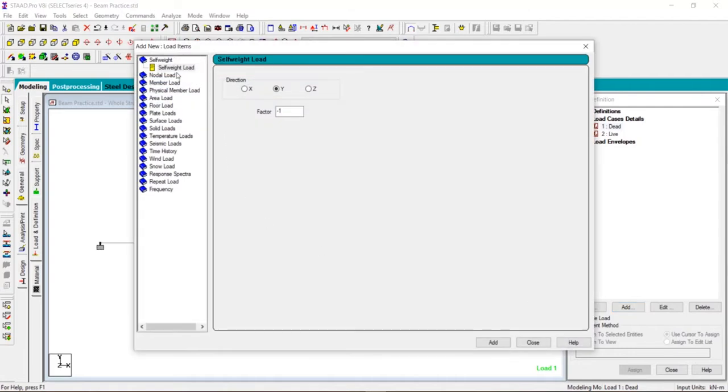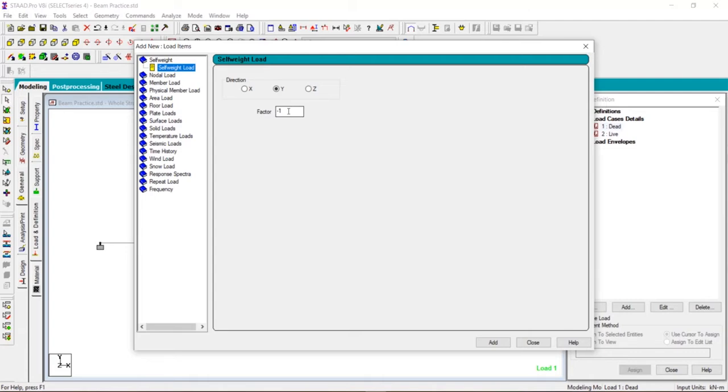From here you can define the various kinds of load that you want to apply. It is the dead load. The load that we are applying is the self weight or the self load, and the direction is the y direction, and the factor is -1, which means that the self weight of this structure or the structural member will be calculated by the software itself.